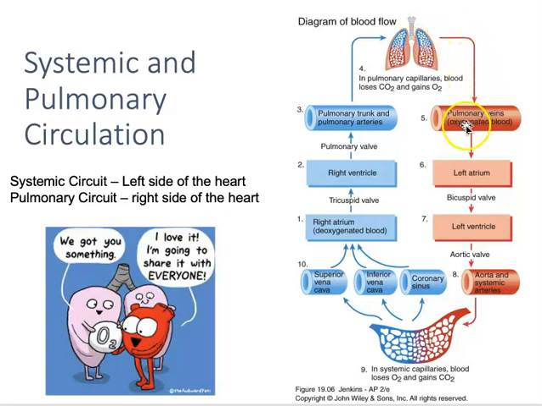It goes into the left atrium, past that bicuspid valve, into the left ventricle, past the aortic valve, and out to the aorta, as well as the other systemic arteries, out to the different parts of the body, where it then delivers the oxygen. And then this circuit is repeated. So again, this is the pulmonary circuit, and then this is going to be the systemic circuit.